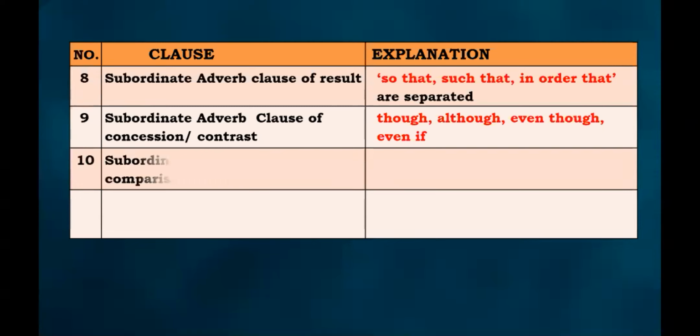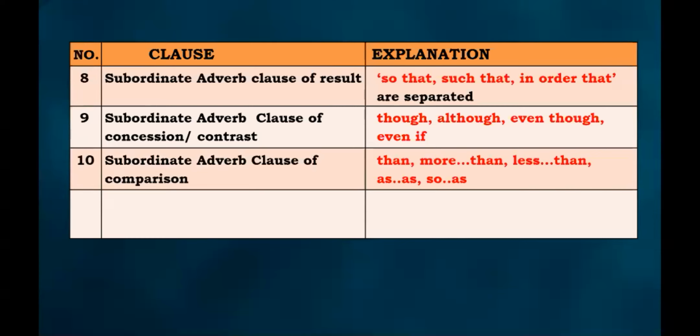Next, subordinate adverb clause of comparison. Two things are compared. It's really easy. The subordinators are than, more than, less than, and so dot dot dot that. Clear?